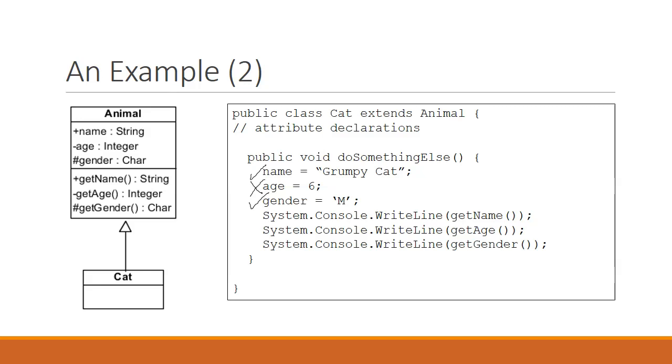We can apply this reasoning to the operations as well. So getName, which is public, compiles. getAge, which is private, cannot be directly accessed by cat, so this does not compile. And getGender, which is protected, does compile, because cat is a subclass of animal. That's not too difficult, is it?